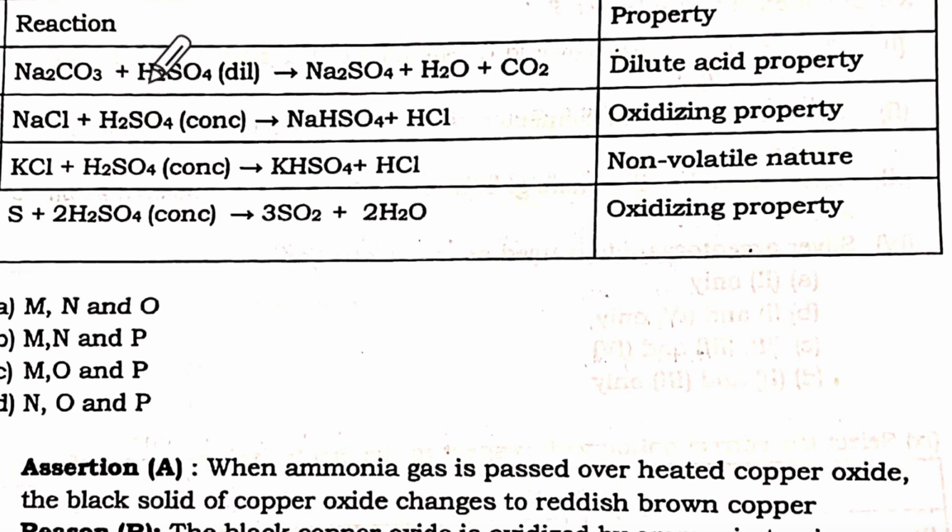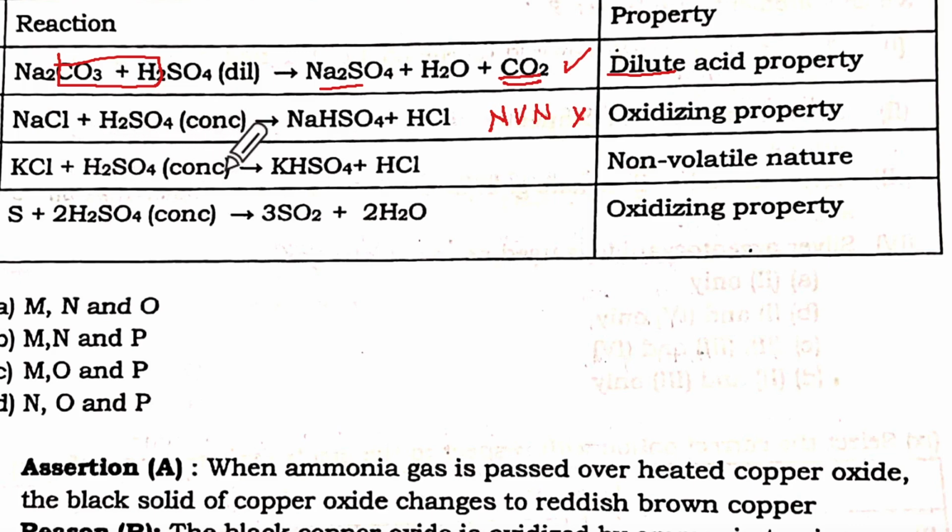Okay. Here, dilute sulfuric acid with carbonate liberates CO2 and gives the salt, which is correct. This dilute acid property is correct. This and this give you HCl lab preparation. This is not the oxidizing property; it is telling you the non-volatile nature.